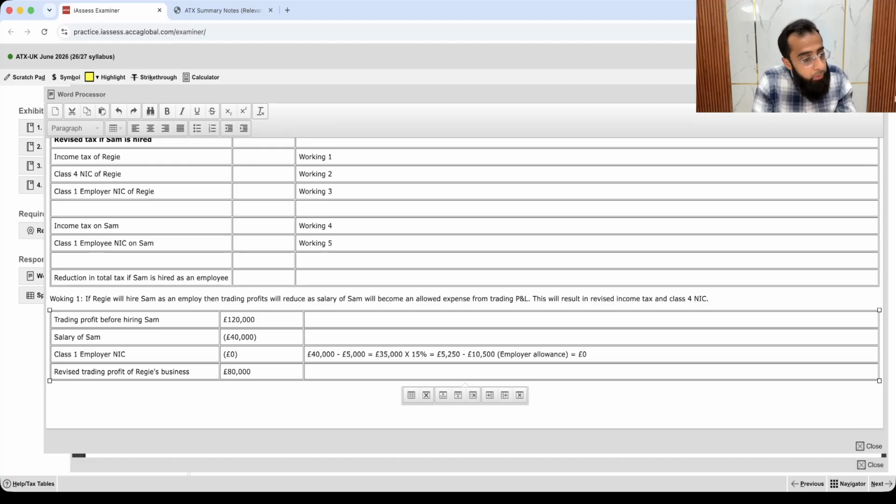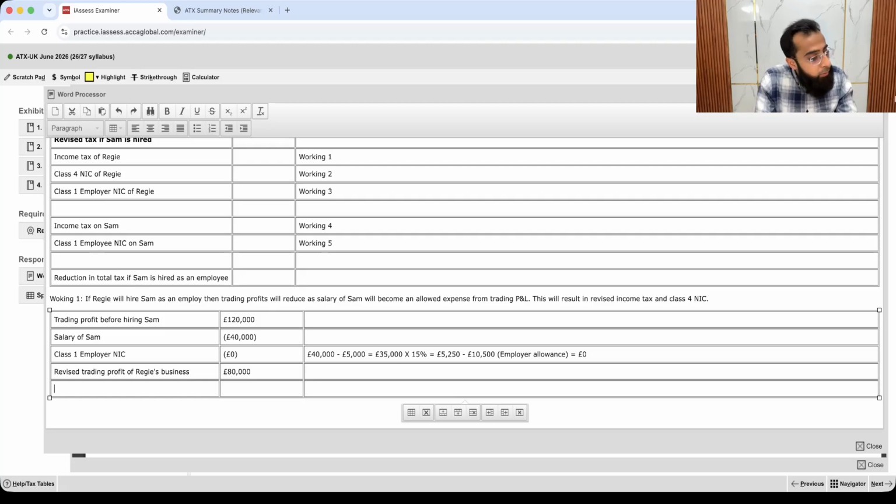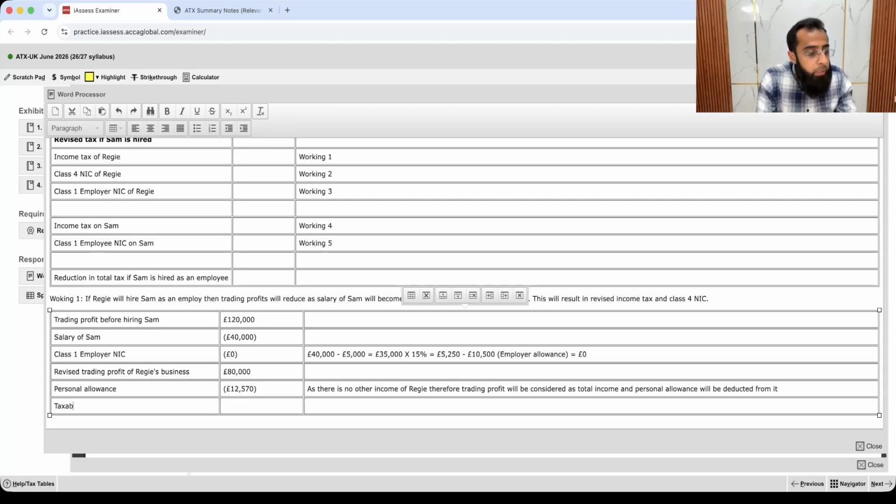Are you getting my point? Now, there is no other income in the question. So then we will deduct the personal allowance. Okay. As there is no other income of Regi, therefore trading profit will be considered as total income and personal allowance will be deducted from it. This gives me the taxable income of Regi, 80,000 minus 12,570. So that is 67,430 pounds.